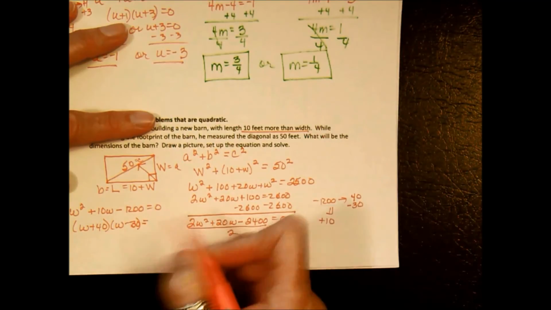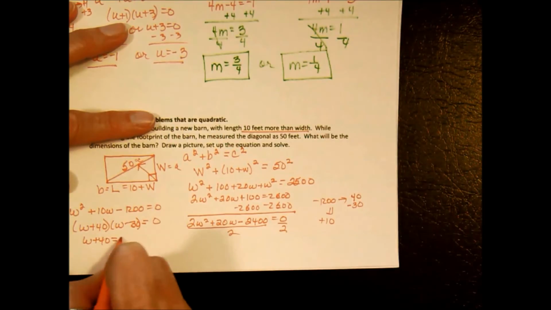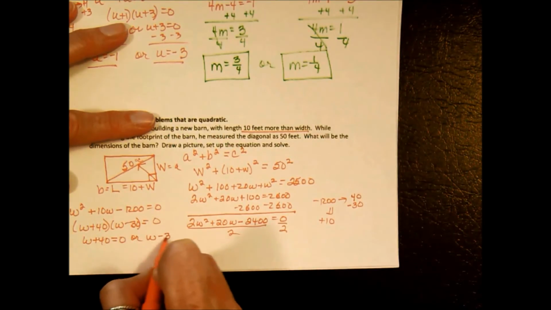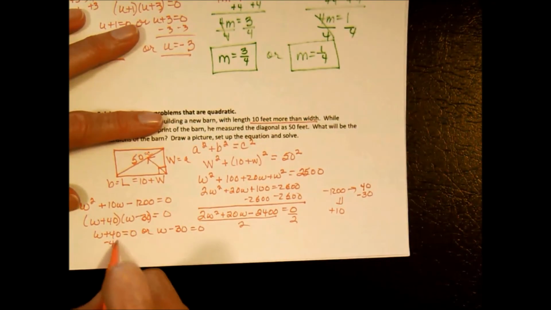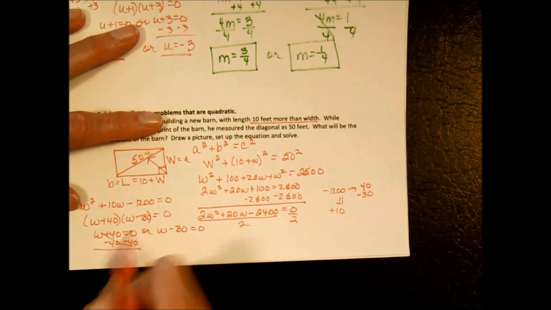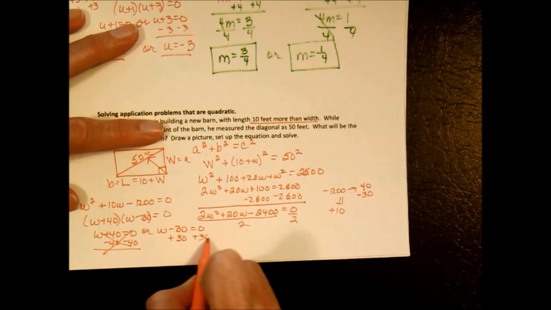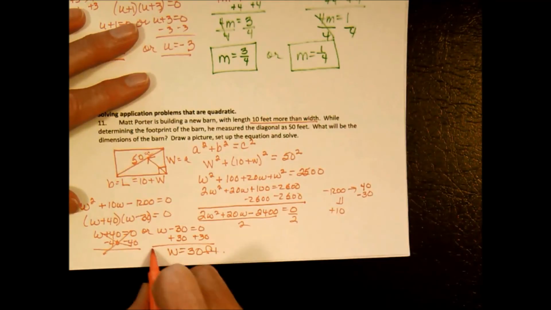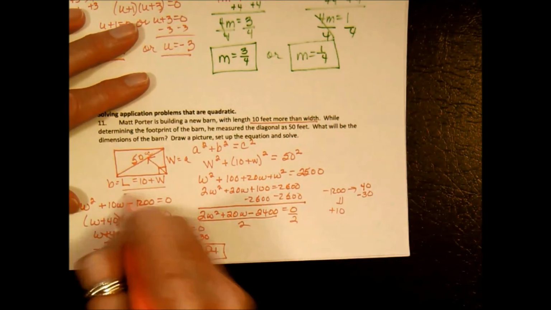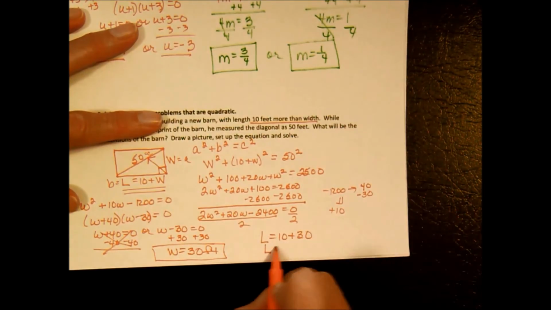equals 0. Set each of those equal to 0 and solve just like you always do with the zero factor property. Here I'm going to get width as negative 40. We can't have negative width, so that's not going to work. But here we are going to get that the width is 30 feet, and to find the length, I'm going back to that. The length is 10 plus the width, so the length is 40 feet. And you have the dimensions of both of them.